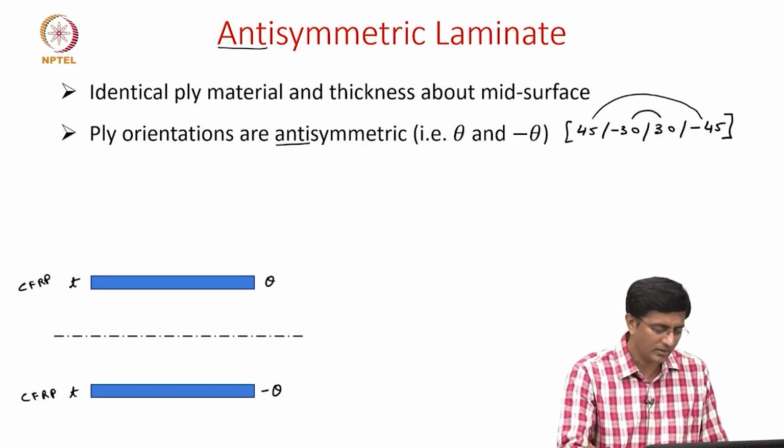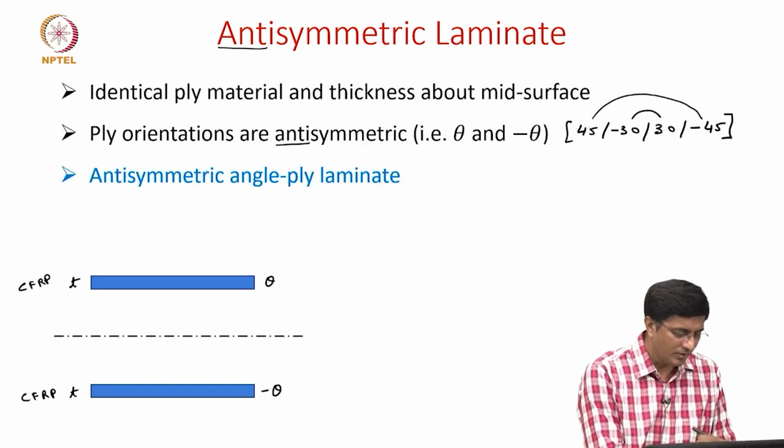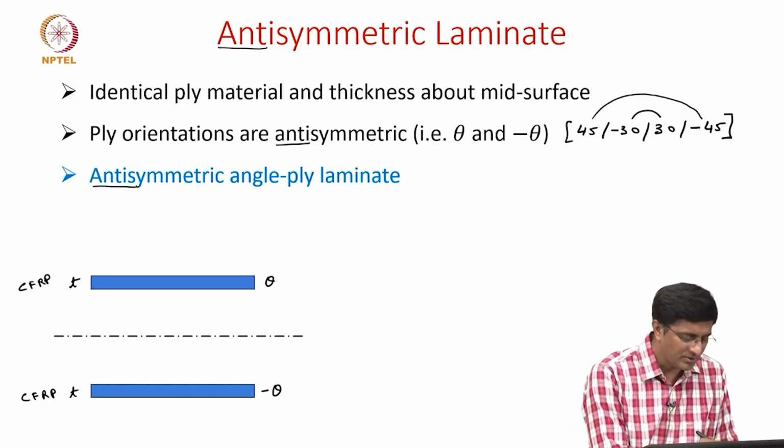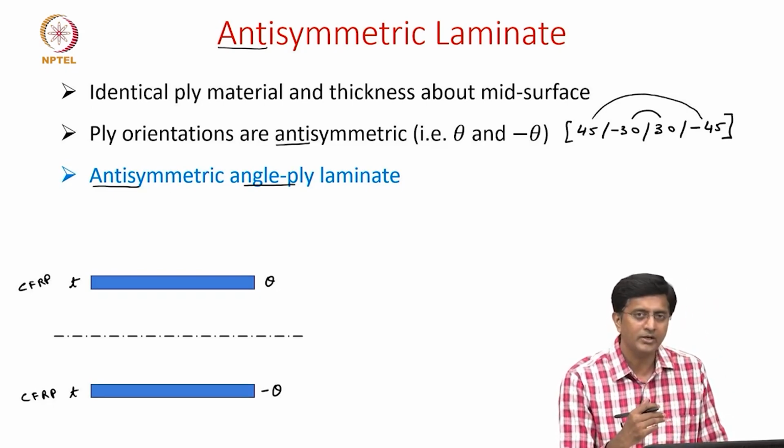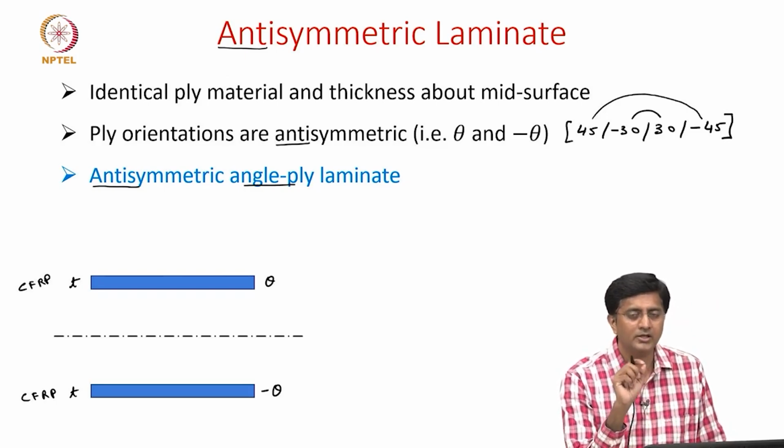So let's look at another subcase where we are discussing anti-symmetric angle-ply laminates. We call it angle-ply if all layers follow one single angle, either theta or minus theta.